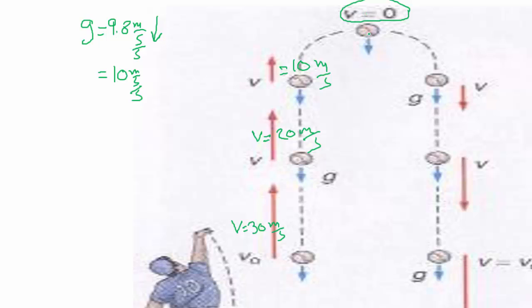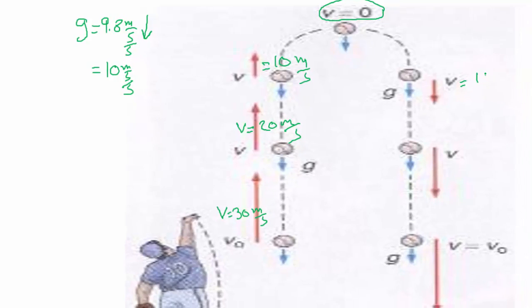Why? Because the ball will start falling down. Now the velocity is 0, but g is still acting on the object. Throughout the whole trip here, g is constant. It's 9.8 meters per second squared, which we rounded off to 10 meters per second squared, and it's always acting downward. So now the ball will start falling downward and now it's gaining speed because the motion and the acceleration are in the same direction. So the ball will be accelerating.